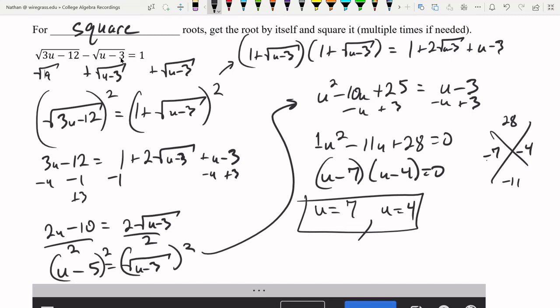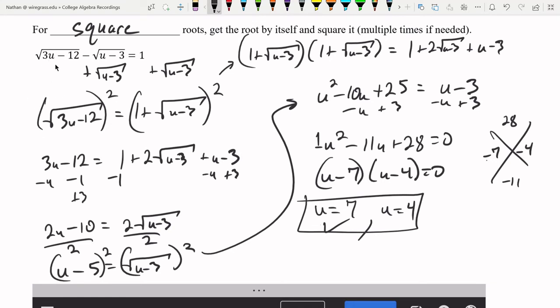7 minus 3 is 4. The square root of 4 here. The square root of 9 is 3. The square root of 4 is 2. 3 minus 2 does equal 1. So 7 works. But when we plug in 4 into here, 3 times 4 is 12.